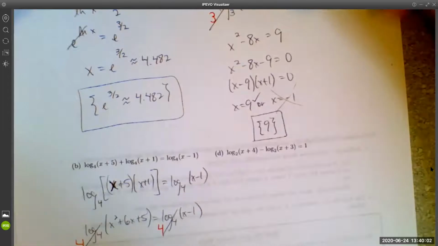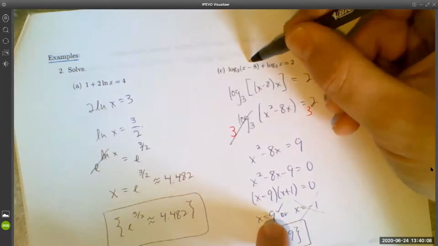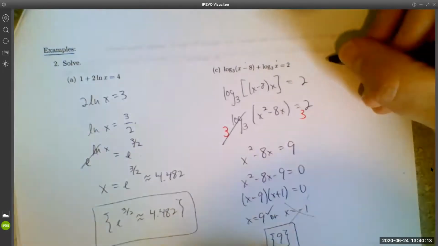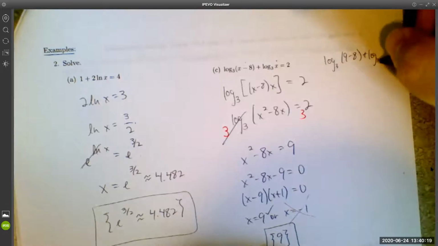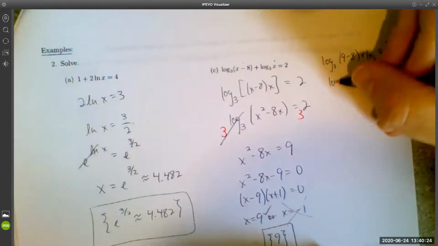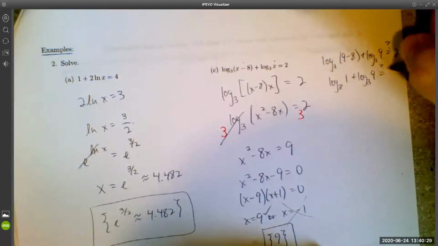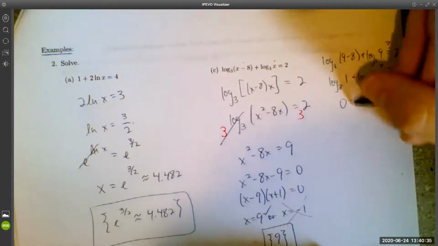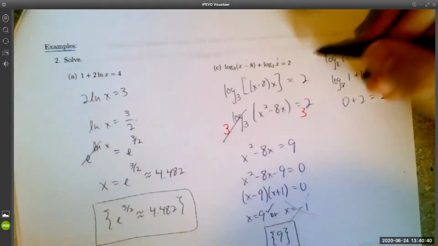Of course, you can verify that that actually gives you a true statement. When I was plugging this in, I was just making sure that the arguments weren't negative, but obviously it should also make a true statement, right? Like if we plug in log base 3 of 9 minus 8 plus log base 3 of 9, is this in fact equal to 2? It should be. Log base 3 of 1 is 0, right? 3 to the 0 power equals 1. Log base 3 of 9 is 2. 3 squared is 9. And 0 plus 2 equals 2 for sure.